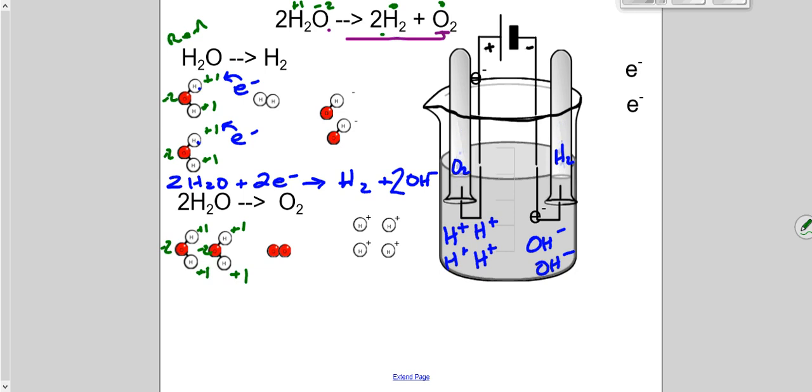At this point, electrons are coming off. I've got 2 electrons that can be lost from this water molecule, and I have another 2 electrons that can be lost from this water molecule. And that's what forms our oxygen gas. So I can see that I've got 2 water molecules that are going to lose 2 electrons.